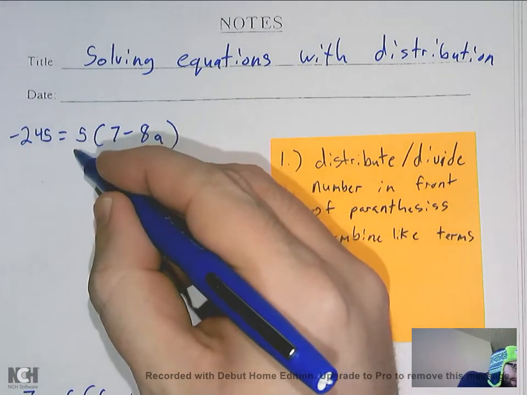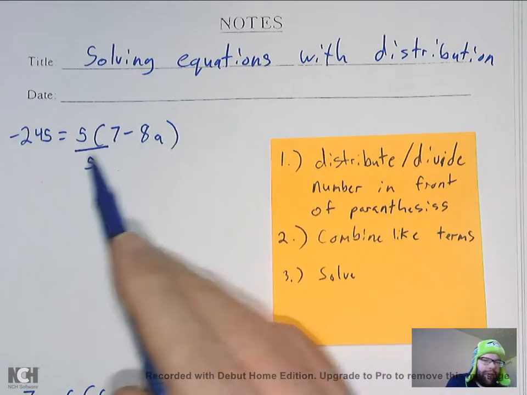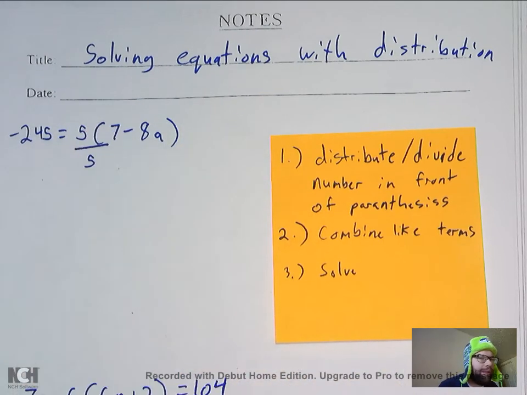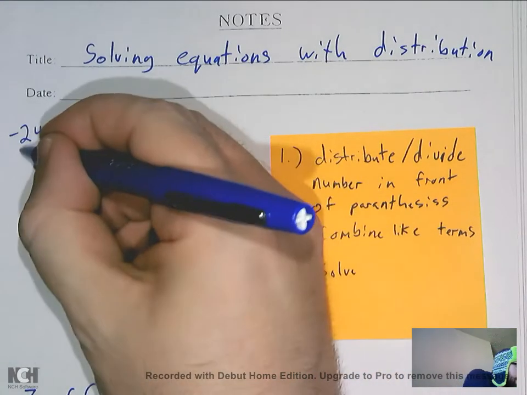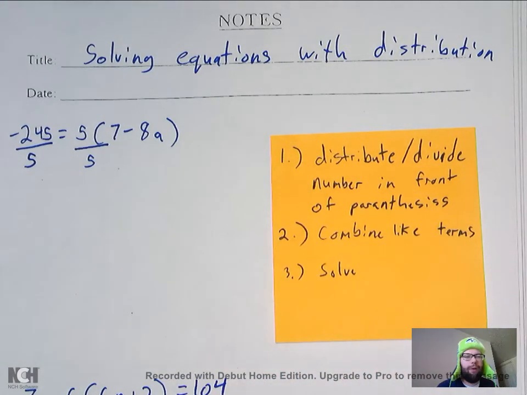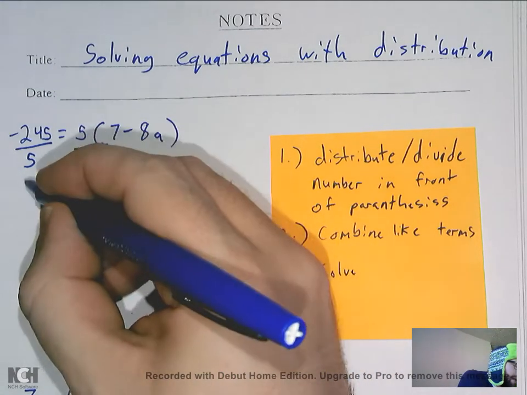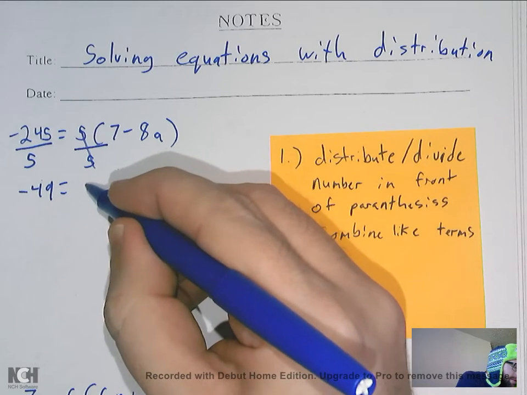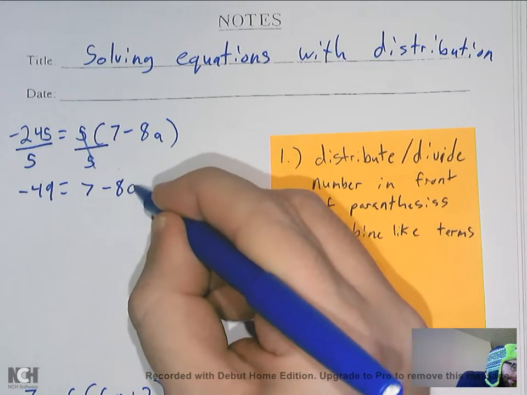Since that 5 is technically multiplying with everything in that parenthesis, we can divide without affecting anything inside the parenthesis. Even if we distributed that 5 and divided by 5 afterwards, we'd end up with just what we started with in the parenthesis. So if we divide this side, you have to divide the other side in order for the equation to remain balanced, right? So negative 245 divided by 5 is negative 49. And when you divide here, it cancels out, and you're just left with 7 minus 8a.